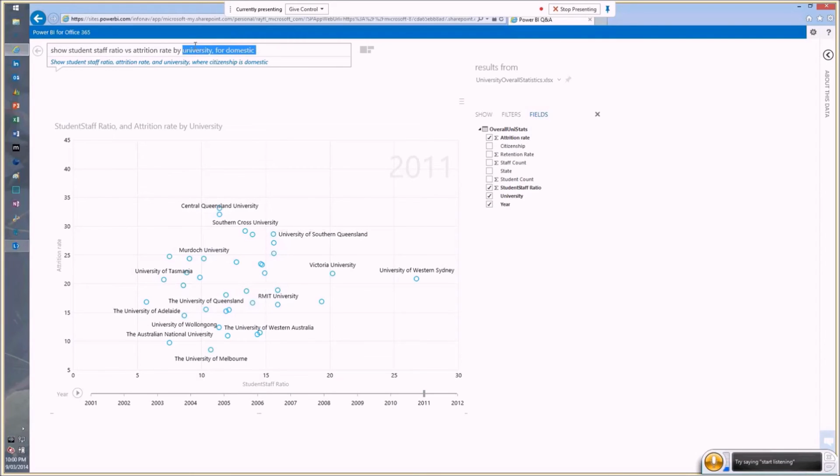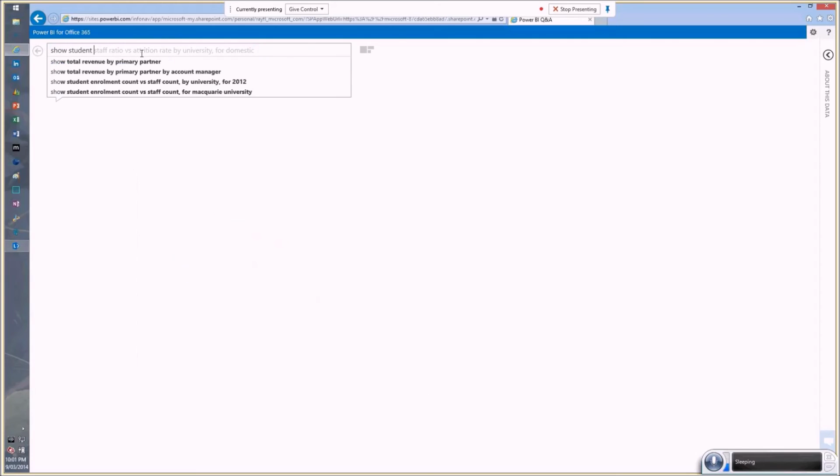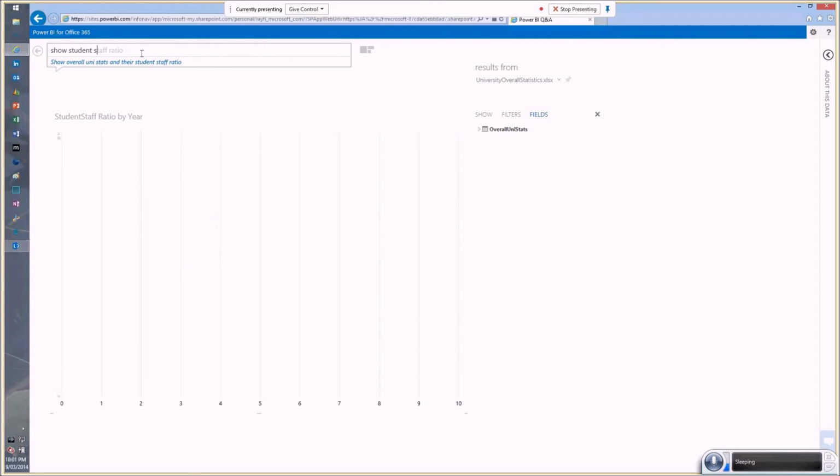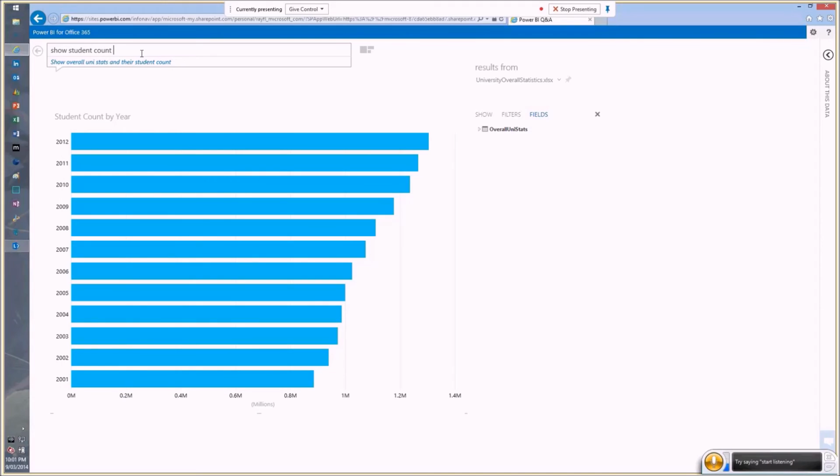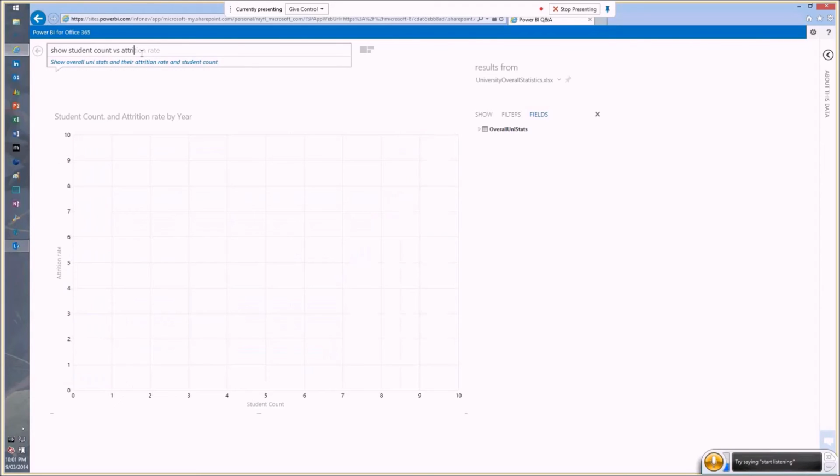Now, I'm not here to try and answer all the questions about how universities are managing their business, but very quickly, we've gone from a big set of data that isn't available connected together into a set of data that has been connected through Power BI and where we can do visualizations. If I was going to show you just one more thing, I'd probably show you this. Let's look at the student count, i.e. the total number of students against the attrition rate.